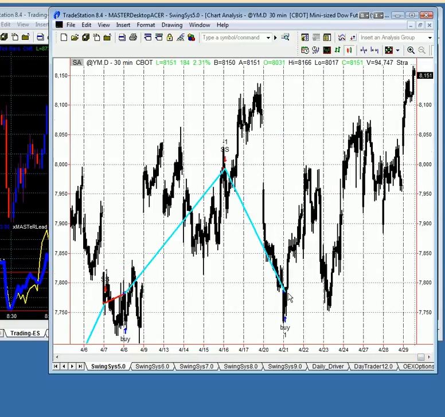Back into the long side, plus another 400 points. We'll call it almost, give or take, on the long side for our swing system 5.0. Just beautiful trades for that system. But we're looking at the market.